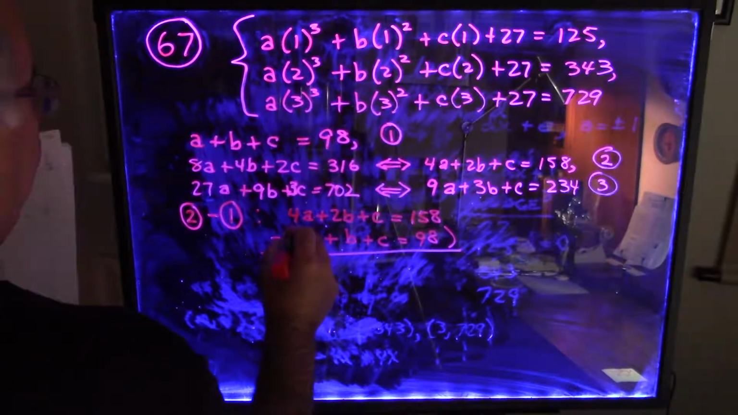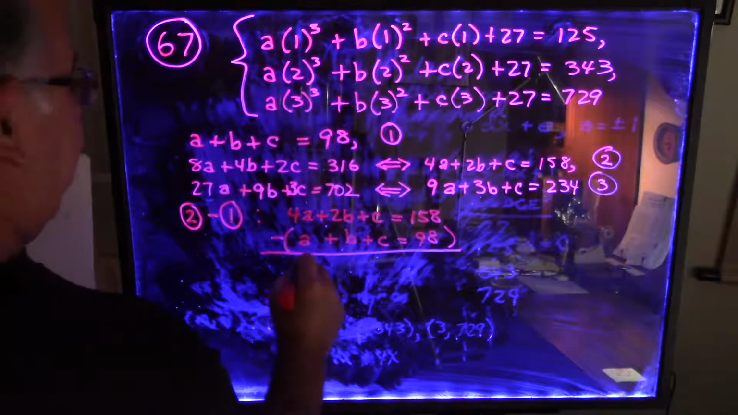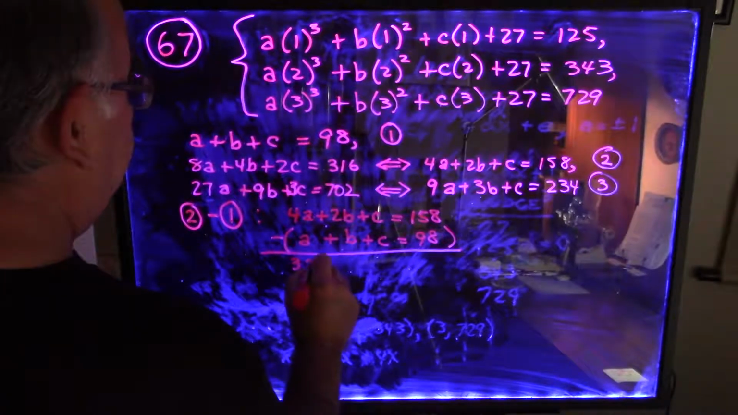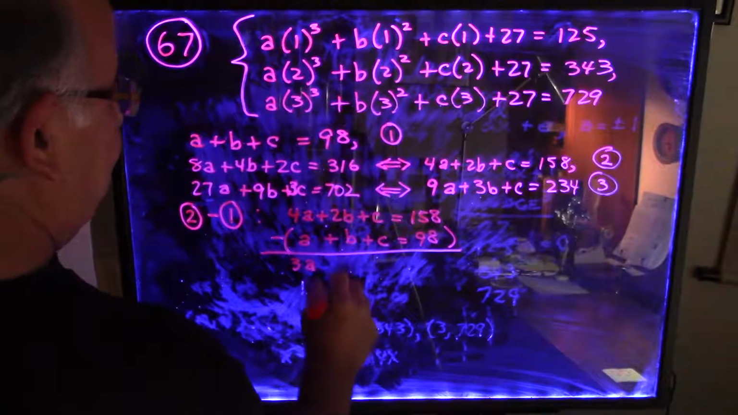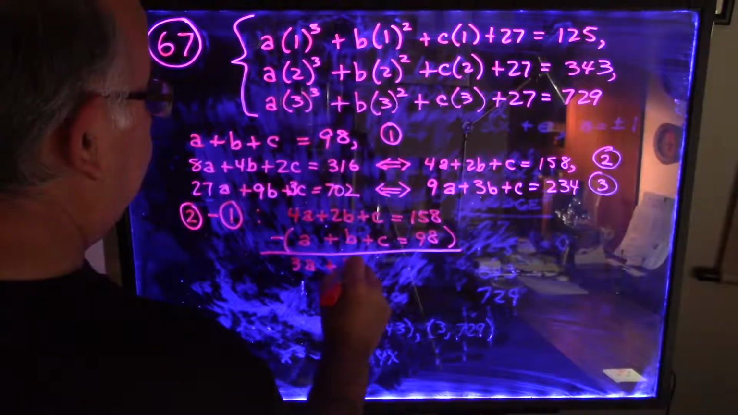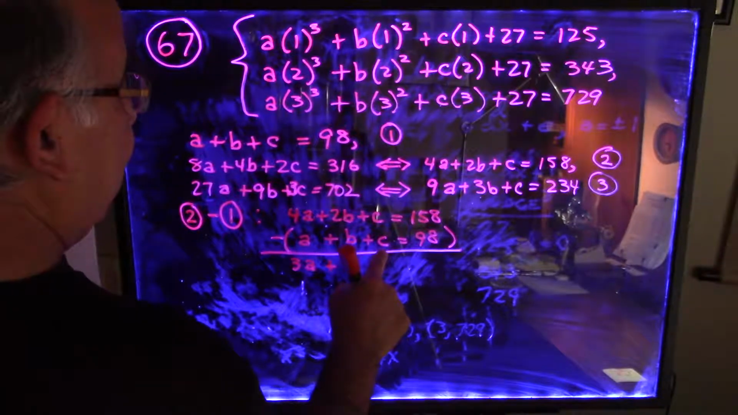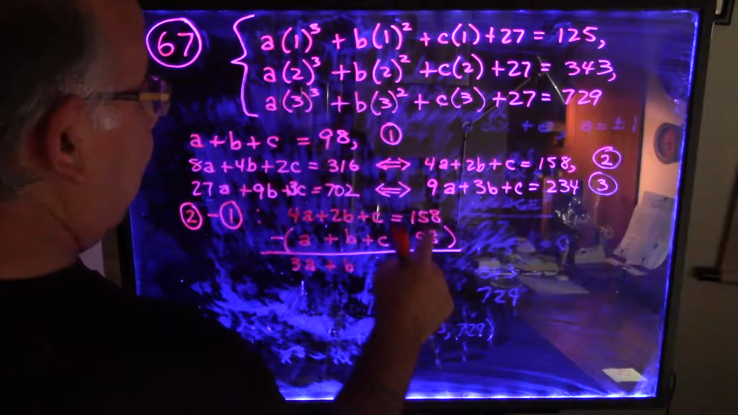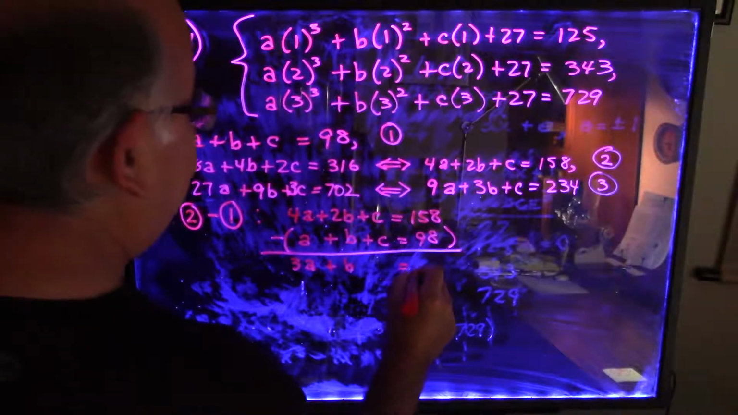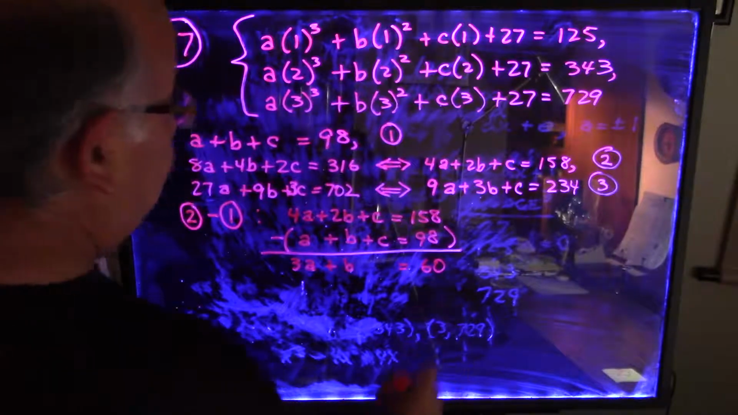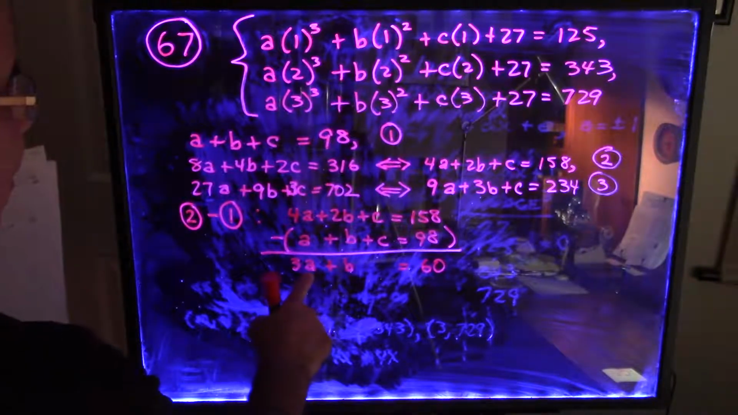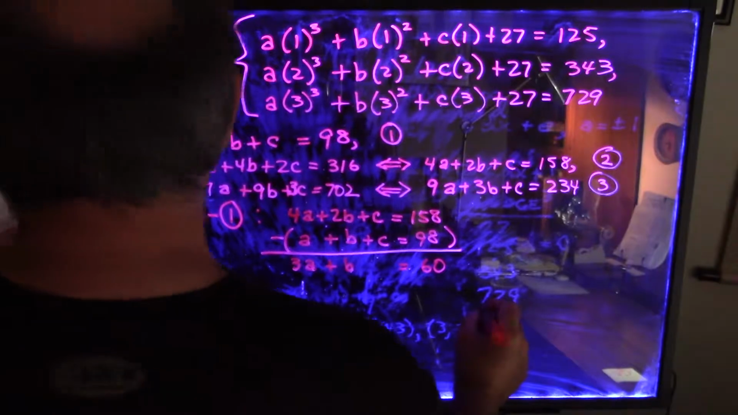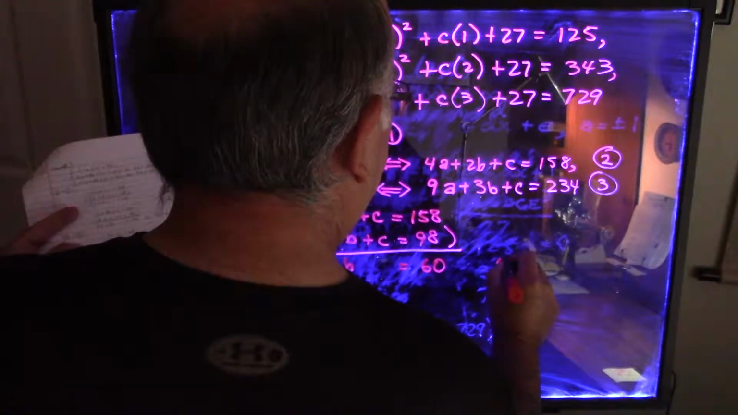So I've got 4a minus a is 3a, 2b minus b is b, c minus c is 0, and 158 minus 98 is 60. That gives me a new equation in just two unknowns, a and b. I'm going to call that equation 4 in a circle.